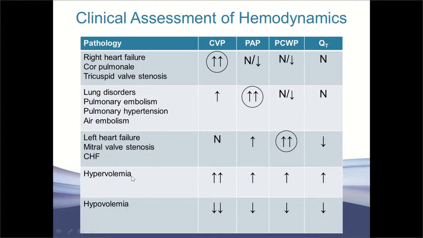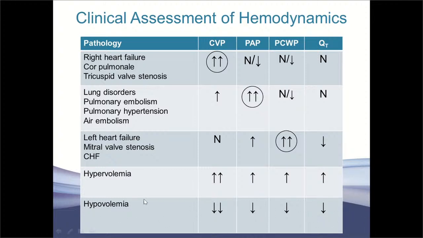These last two are the simplest of all of them. Anytime you see the CVP up, the PAP up, the wedge pressure up and the cardiac output up, if all the hemodynamic values are up, that means I've got hypervolemia. I've got too much fluid, so I need to give furosemide, right? Get rid of it. And if all of the values are pointing down, that means I've got hypovolemia.